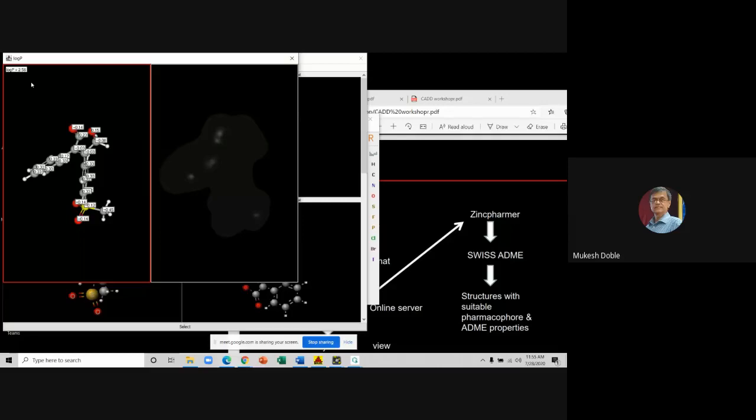Some softwares use structure property relationship type of equations. So different methods are there actually. So don't use different softwares to calculate log P for a same set of molecules which you are studying.